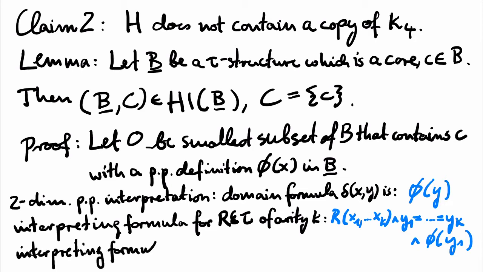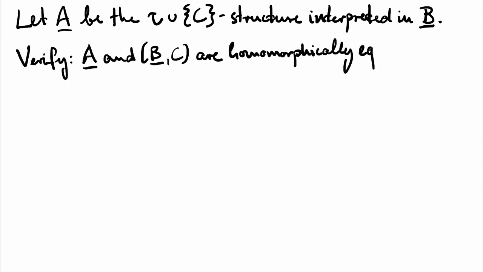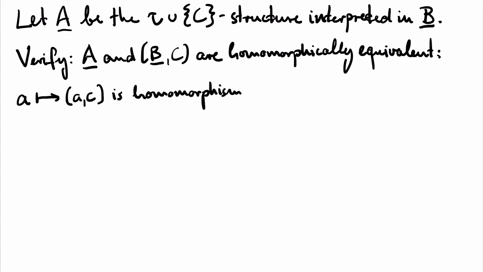Finally, the interpreting formula for the relation symbol capital C is the formula x equals y and phi imposed on x. Let A be the structure interpreted in B in this way. I claim that A and the expansion of B by the singleton relation capital C are homomorphically equivalent. The homomorphism from the expansion to A is given by a maps to (a, c).